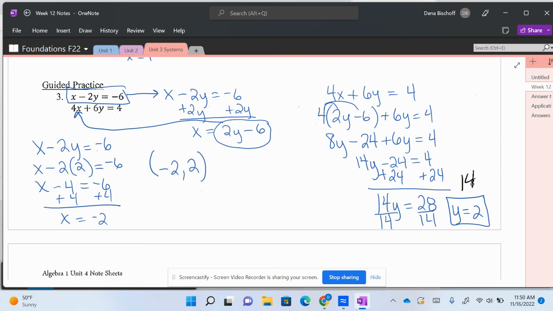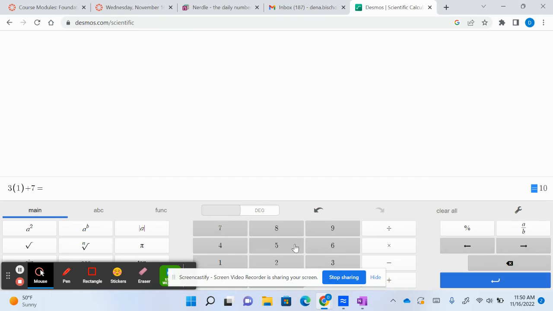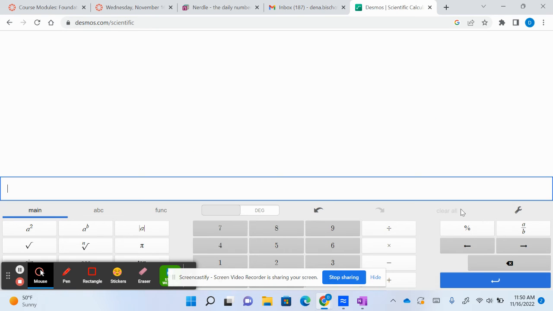So I'm going to check that in Desmos. I'm going to go to the Desmos calculator really fast. My first equation is x minus 2y. So that means negative 2 minus 2 times y, which was 2, and I got that that equals negative 6. What does my equation say that the first one equals? All right, right on the money. Let's check the second one.